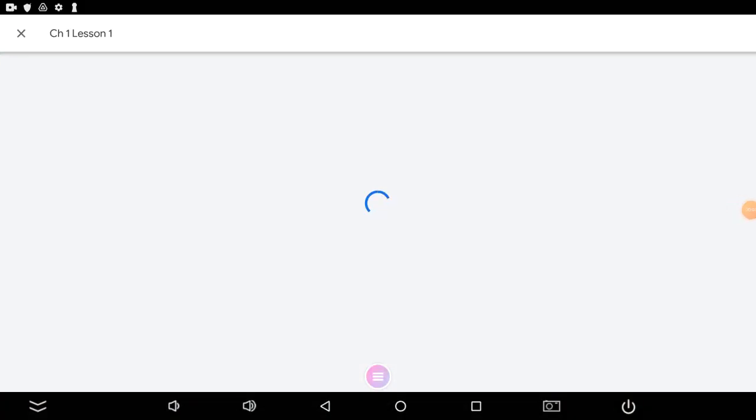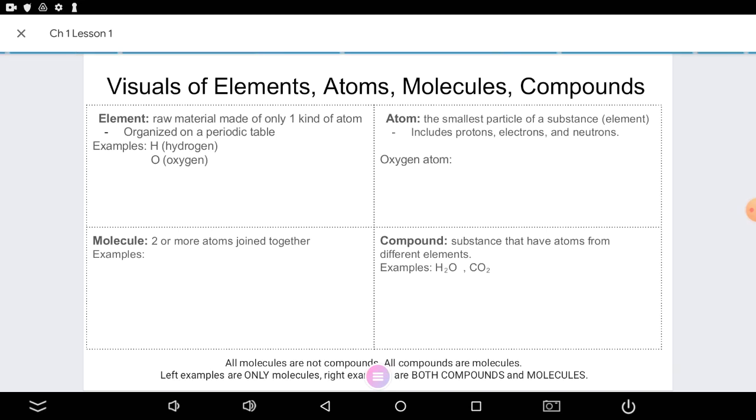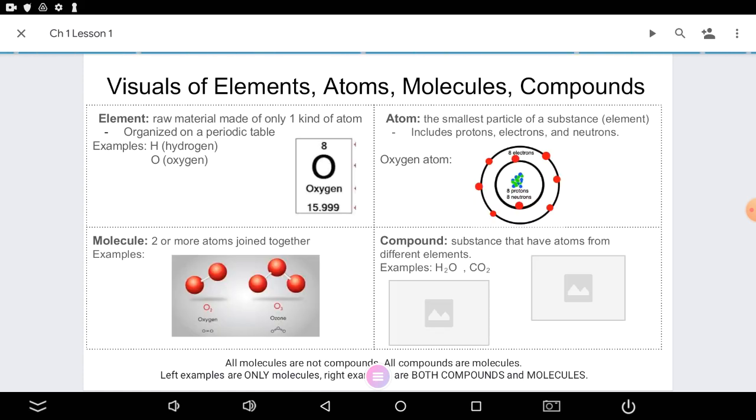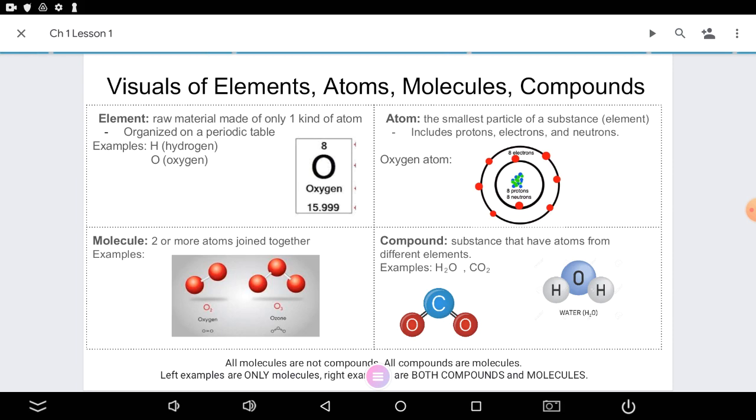Okay, so now that we've broken down atoms, I'm going to go in further detail on the other things in lesson 1. We know what elements are. Elements are just raw materials made of only one kind of atom. They're organized on a periodic table. Some examples are like hydrogen and oxygen.